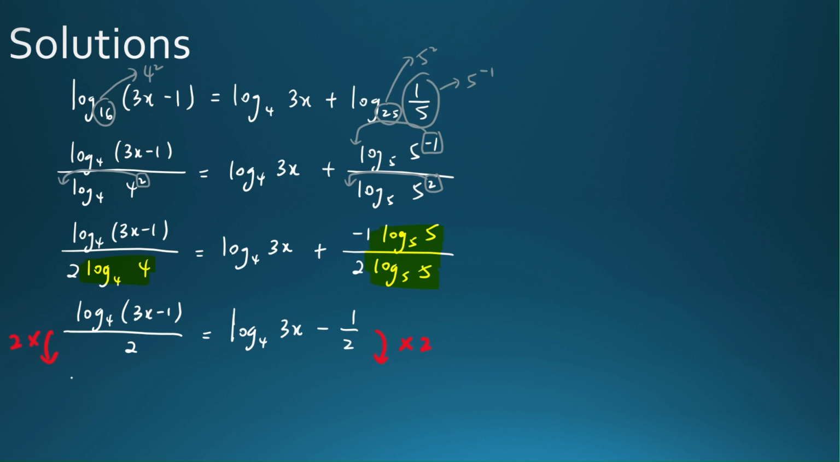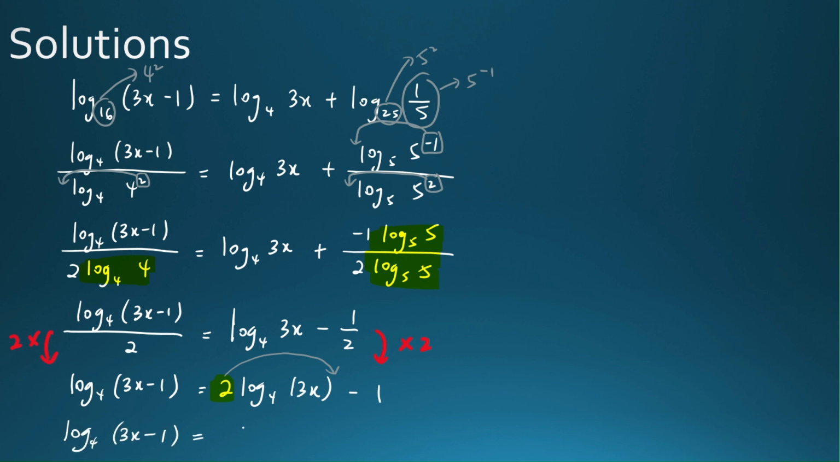So I'm going to have log base 4, 3x minus 1, 2 log base 4, 3x minus 1. Now, just now you used power law to make the power 2 become coefficient. Right now you have coefficient, you can actually place this 2 to become the power. So I'll be having log base 4, 3x minus 1 equals to log base 4 square of 3x minus 1.